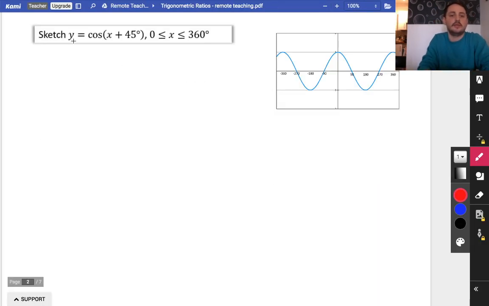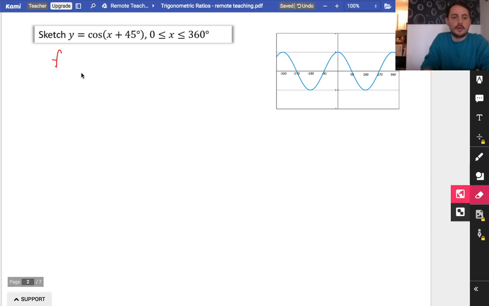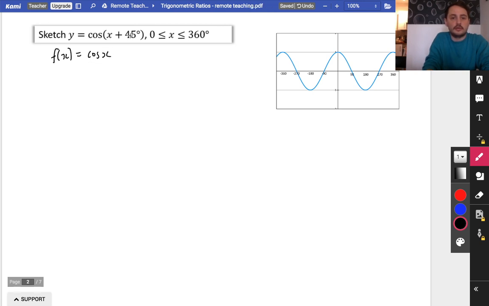Okay, so this time we're being asked to sketch y equals cos of x plus 45. So our original function that we already know about is cos. That's the one that we know how to draw so far. So I'm going to write out f of x is equal to cos of x. Now you need to say to yourself, how do you go from this to this? Well, if it was f of x plus 45, you would have cos of x plus 45. But this is not the same as this, okay? This one is not correct. So I'm not going to get rid of it yet.